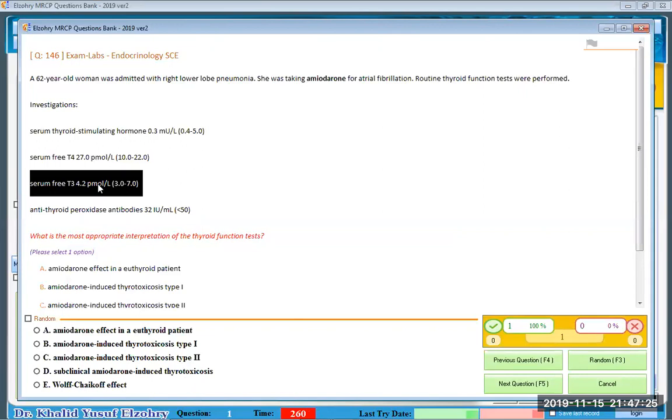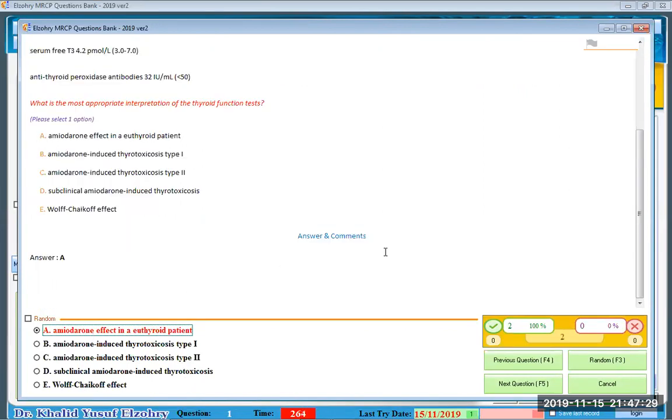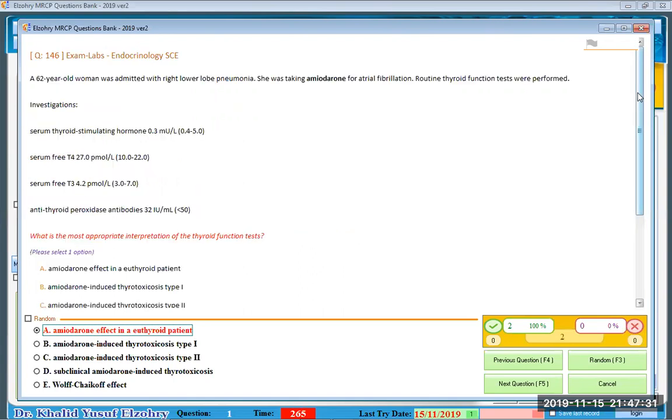So in this patient, amiodarone effect is actually the best answer. Why? Because of inhibition of deiodinase. But in amiodarone-induced thyrotoxicosis type 1 and type 2, T3 will be elevated. In type 2, the T3 elevation is more than T4, or the T3 to T4 ratio is higher. But in both conditions, type 1 and type 2, T3 will be elevated.